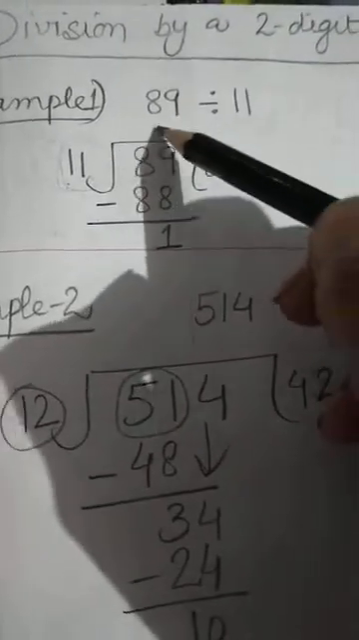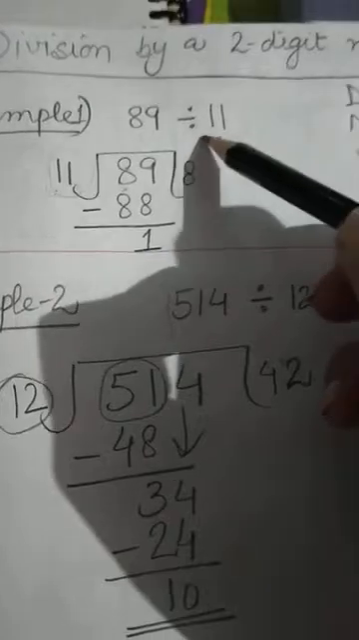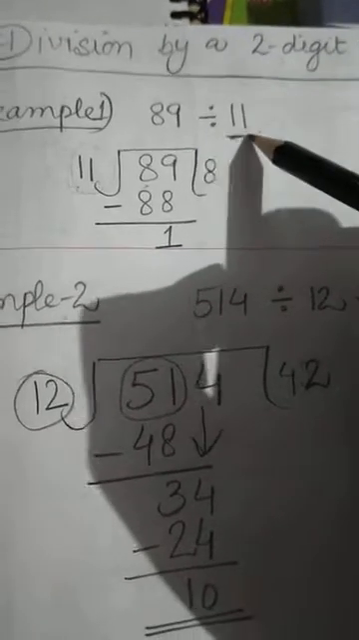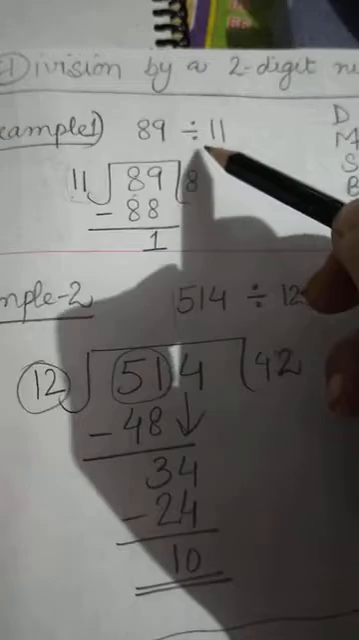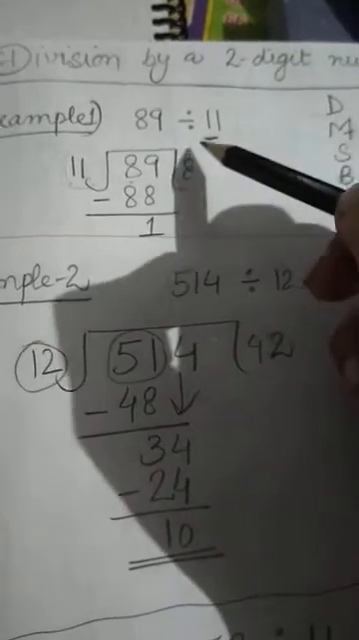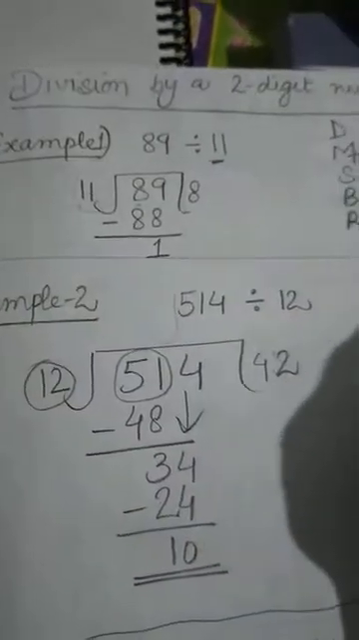For example, 89 divided by 11. Here 11 is the divisor and it has two digits. So first of all, before doing the division, you must know the table of 11. Here I have written the table of 11. 11 zeros are 0, 11 ones are 11, 11 twos are 22, 11 threes are 33, 11 fours are 44, 11 fives are 55, 11 sixes are 66, 11 sevens are 77, 11 eights are 88, 11 nines are 99.